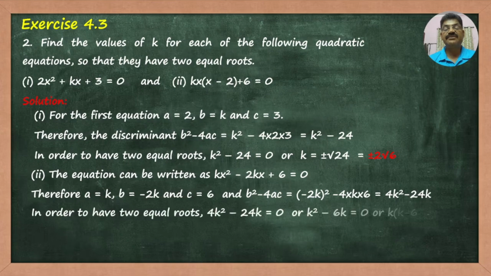Therefore, b² − 4ac = 0 gives 4k² − 24k = 0. Therefore, k = 0 or k = 6. But k = 0 is not possible, because when k is equal to 0, we don't get a quadratic equation. Therefore, we have k = 6 only.